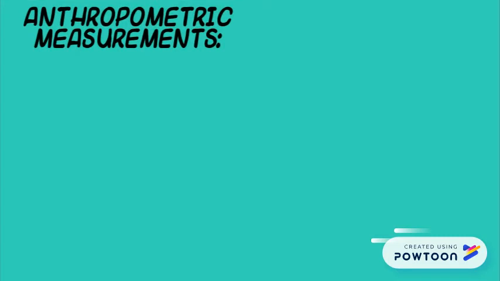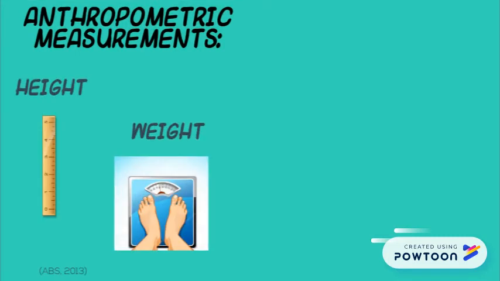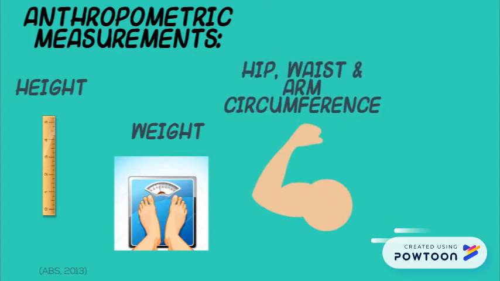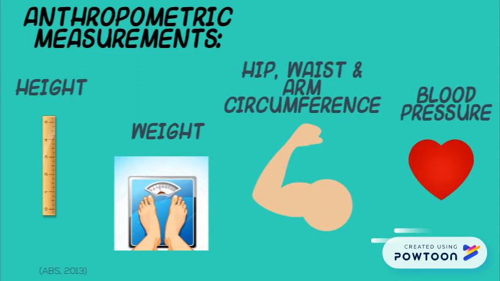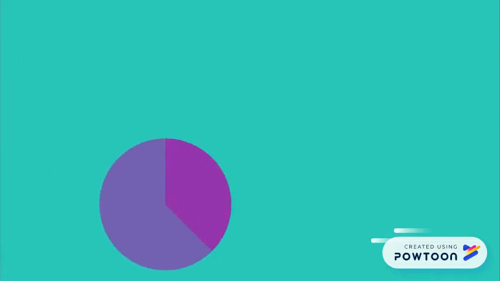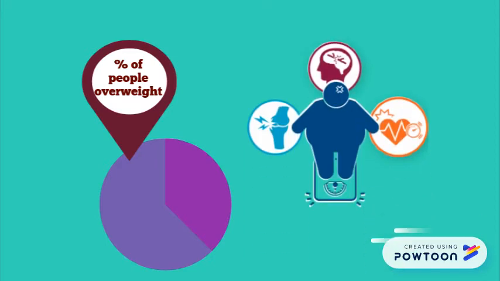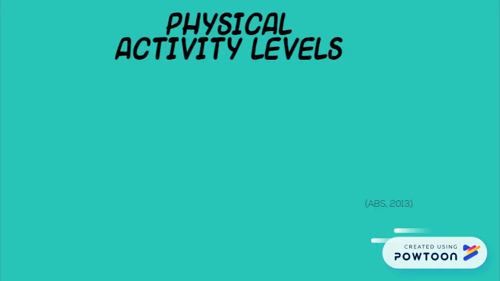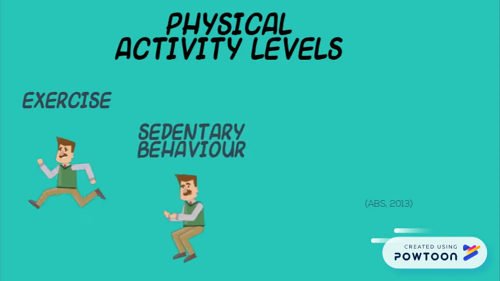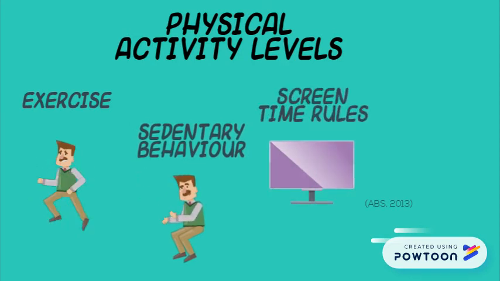The anthropometric measurements are the measurements of the body, such as height, weight, waist, hip and arm circumference, and blood pressure. These measurements are particularly important to help understand the percentage of the population with health risk factors, which can be done by calculating how many people are obese or overweight, as well as by calculating their blood pressure. The physical activity modules covered in the survey are exercise, sedentary behavior, household rules on screen-based equipment, and sleep.